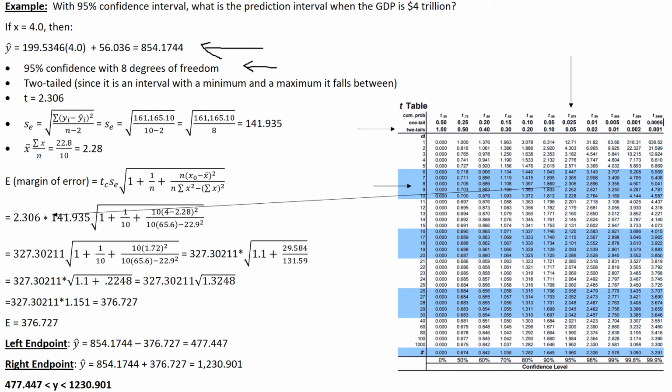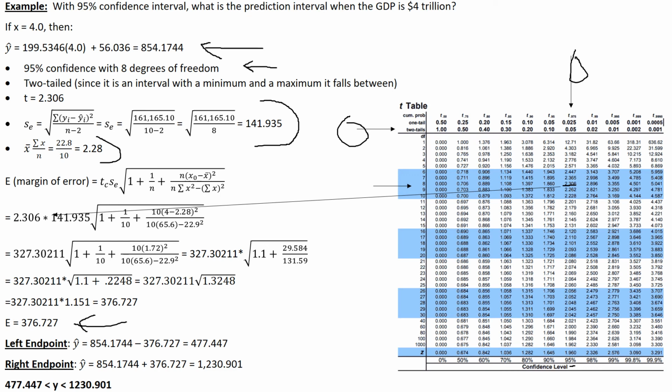So when I find my standard error, as before, I got 141.935. My x bar is 2.28. And I plugged this all in as before. The only difference this time is I want a 95% confidence interval. And for a 95% confidence interval, it's 0.05 for two tails, I'm showing right here. And here's the 95% confidence. You can see at the very bottom here, guys, it's 95%. And then with 8 degrees of freedom, it's 2.306. That's my t-critical. And I plug that all in, I get an error, an E, of 376.727.